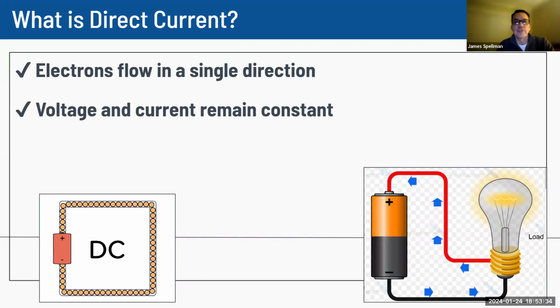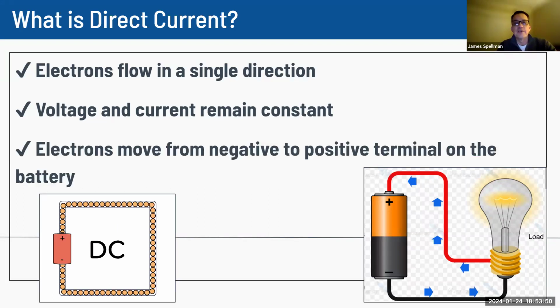As this happens, the voltage and the current remain constant. So a 9-volt battery has 9 volts with it. Depending on what's attached to the wire, the current that's going through the wire is going to stay steady and constant and doesn't really change.